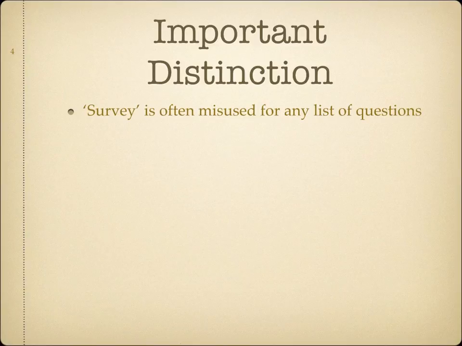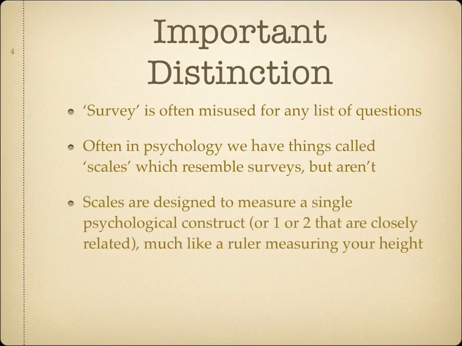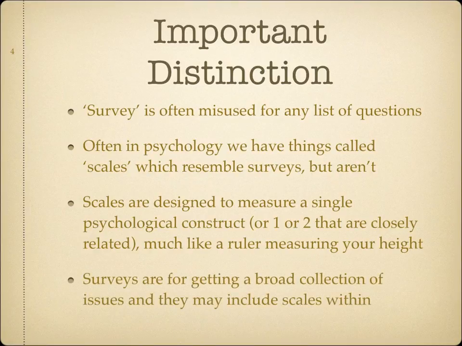Survey is often misused for any list of questions, but that is a misstatement, and you've got to be very careful about the use of the word survey when you've become educated about research methods, as you are becoming. Often in psychology, we have these things that are called scales. They resemble surveys, but they are not surveys. Scales are designed to measure a single psychological construct, or one or two that are closely related, much like a ruler that is measuring height or a scale that's measuring weight. Surveys are for getting at a broad collection of issues and may include scales within them.